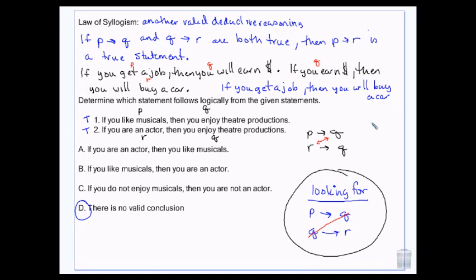So how about with that first example, like you said, if you get a job, then you earn money. If you earn money, then you'll buy a car. Here's P to Q. That's P to Q. And then we have Q to R, Q to R. And then here we took out Q, and it just went straight from P to R.